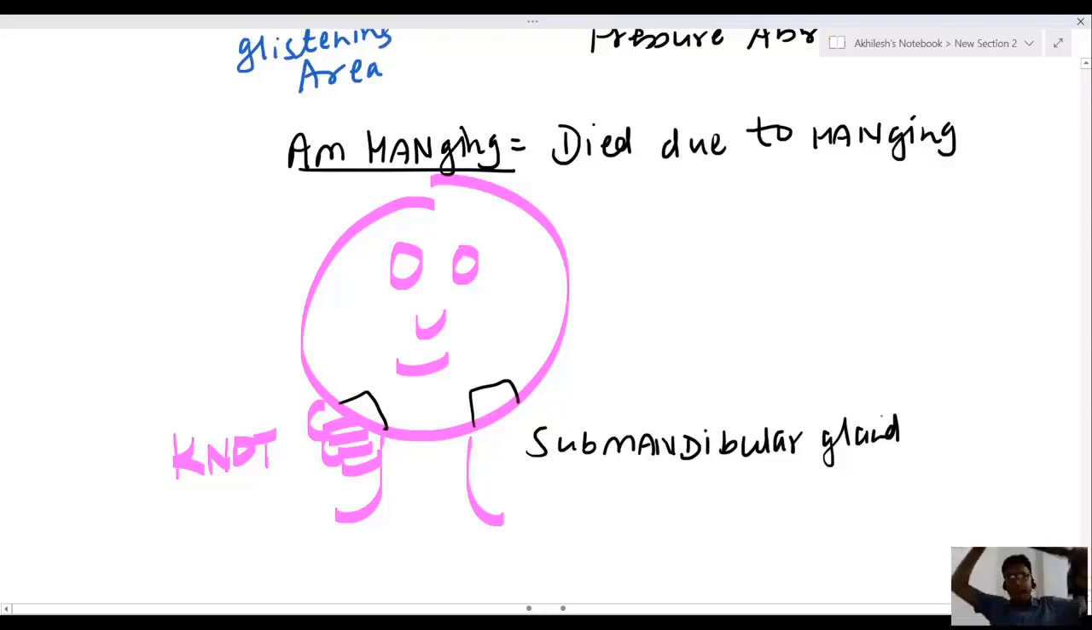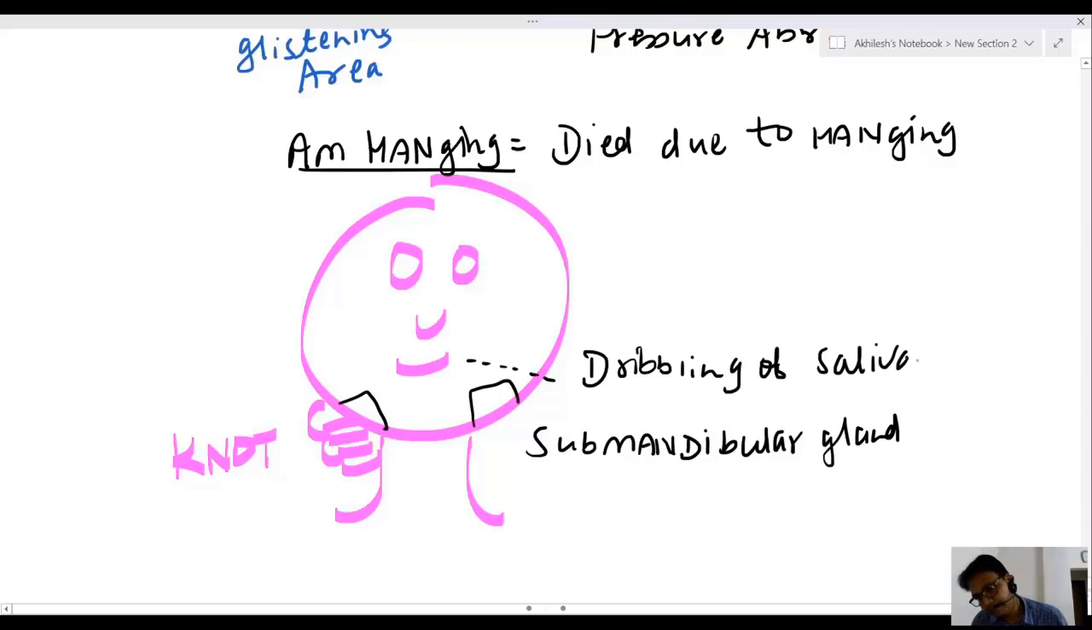Sir, what will happen? See, if I have the knot here, maximum pressure will be on the opposite side of the knot. This will compress this submandibular gland. Saliva will dribble. So on the opposite side of the knot, there is dribbling of saliva. Why on the opposite side of the knot? Because maximum pressure will be on the opposite side of the knot.